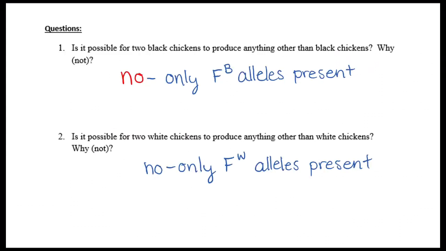Okay, so number 1, is it possible for two black chickens to produce anything other than black chickens? Why or why not? No. If they only have FB alleles present, all offspring will be FB/FB, meaning that they're all black. Number 2, is it possible for two white chickens to produce anything other than white chickens? Why or why not? Nope, this is the same answer as number 1, except this time they only have FW alleles present, so they can only donate those to their offspring. So they'll only produce white chickens.